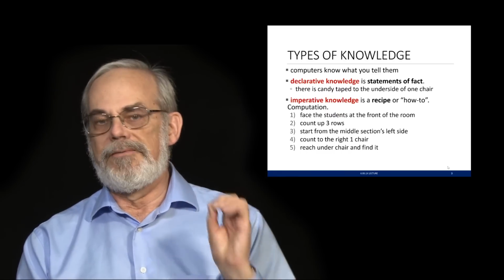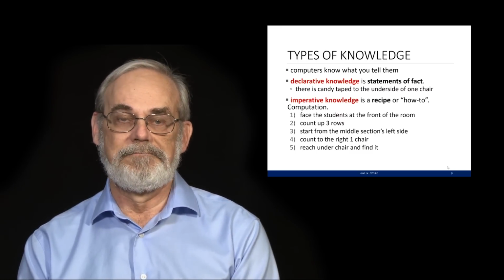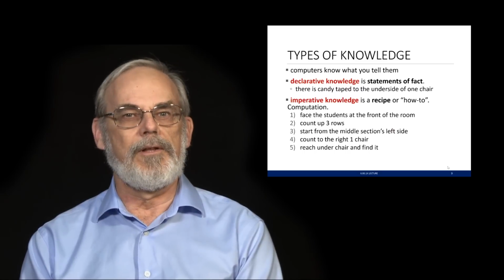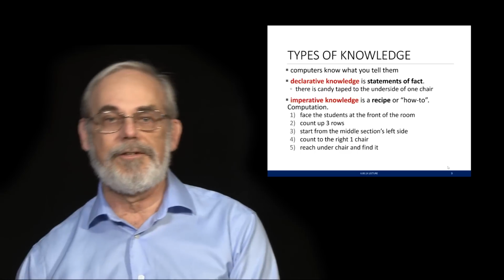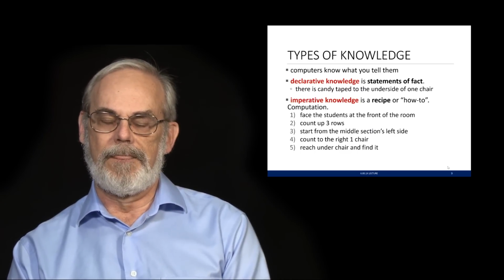A declarative piece of information simply says, there's candy taped to the underside of a chair. It doesn't tell you anything about how to find it. It doesn't tell you where to look for it. You'd either have to do it in parallel by having every student reach under the chair or search the entire lecture hall. It's simply a statement of fact.